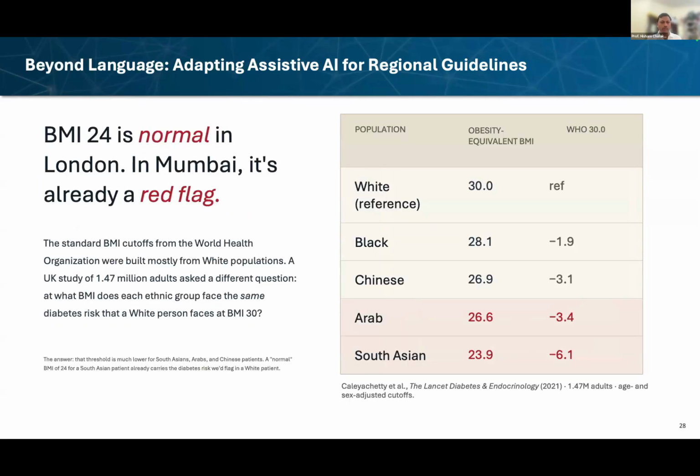So for example, a BMI of 24 is okay or normal in London, but that's not the case in Mumbai, right? So that's going to be a red flag. How good are the medical LLMs with this kind of change in geographical location? Can they adapt to the regional guidelines? So we are also creating a benchmark to evaluate that, and we are building a medical LLM that can be better adapted to different regional guidelines and conditions.